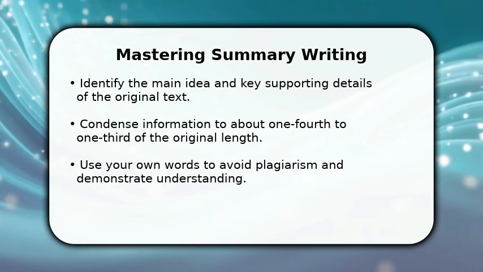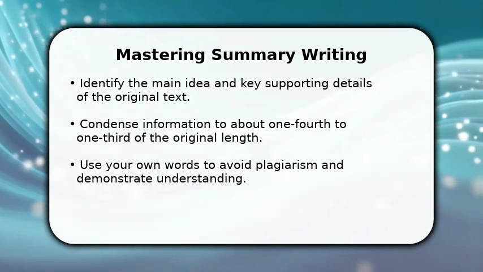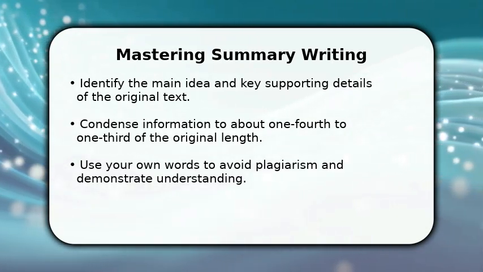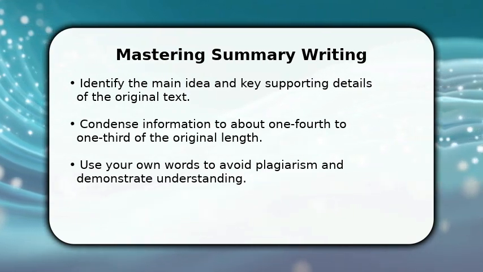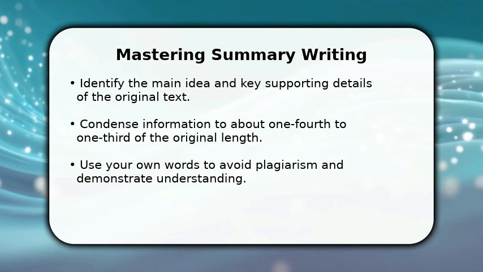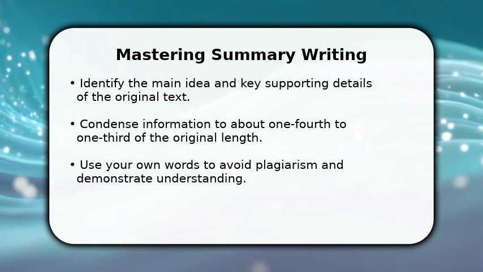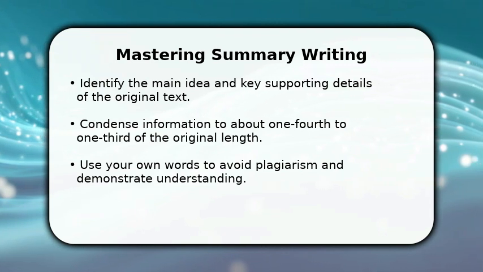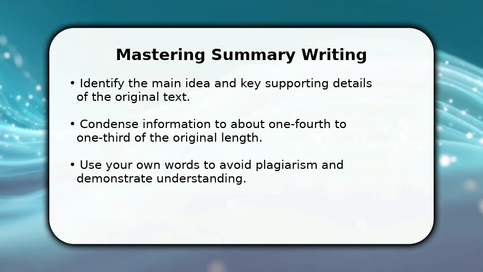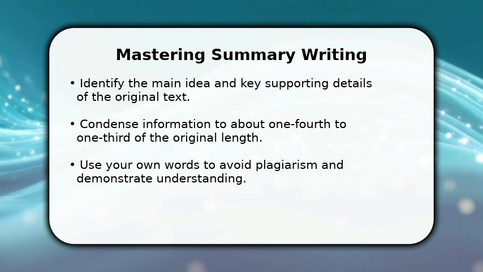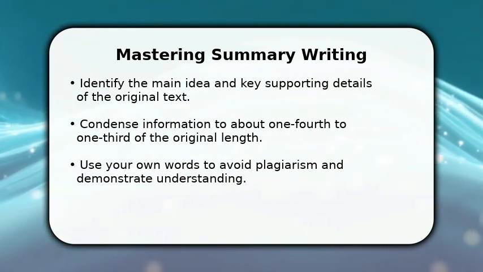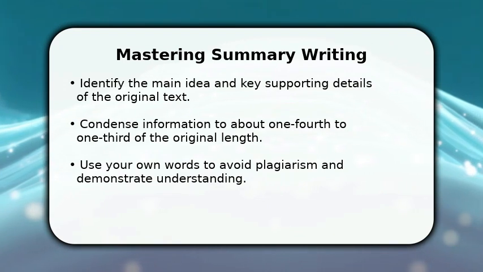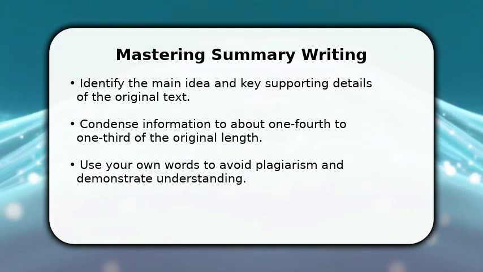In this video, I will explain how to do summary writing. First, you need to identify the core message and essential details of any text. A good summary condenses the original material significantly, often reducing it to about 1/4 or 1/3 of its initial length. Remember to always use your own unique phrasing to show true comprehension and avoid any unintentional plagiarism. This foundational step is crucial for effective summarization.